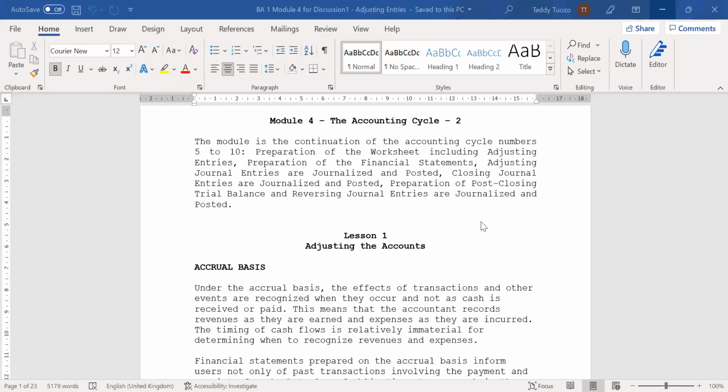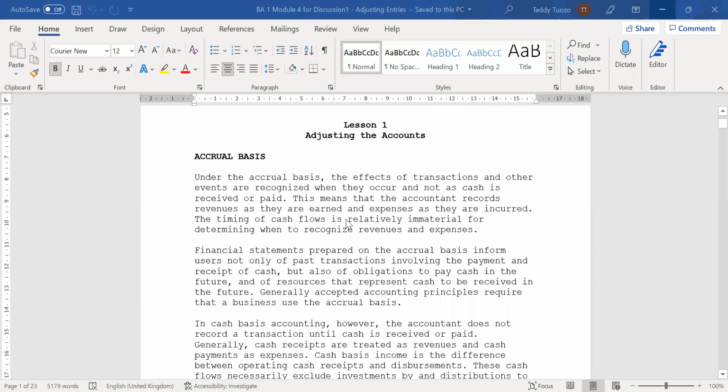Good morning. I will be discussing today only about adjusting entries, how to prepare the adjusting entries. But the remaining topics for Module 4 will be about accounting cycle number 5 to 10.